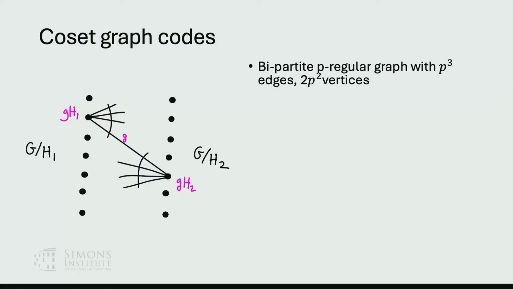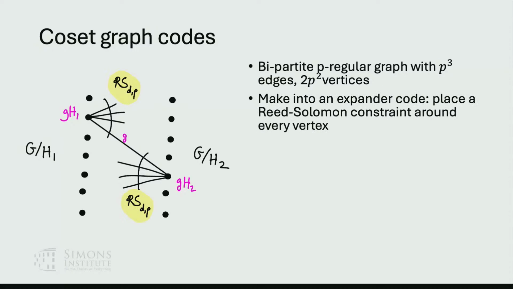And what is the regularity? So remember, the way we got this graph was by bunching things together. And we bunched H2 things together. So the degree here is like the size of H2. So it's P regular. And the number of cosets is P squared. So you have P squared vertices here, each one of degree P, and the same on the other side. That's our graph. And turns out it's a very good expander. And we can make it into a code.